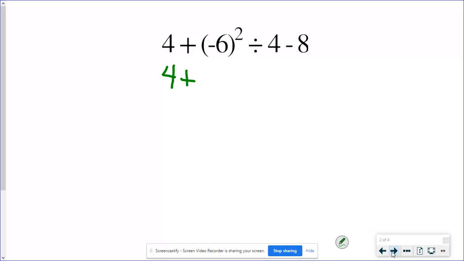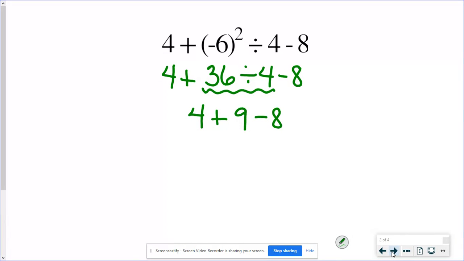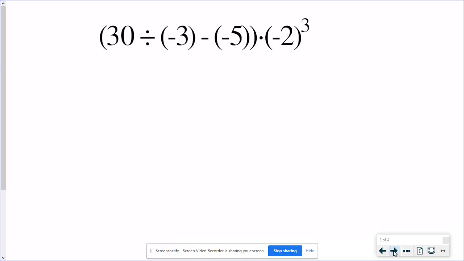And I'm going to suggest that you show some work when you're doing this assignment today. I'm going to have 4 plus -6 squared is going to be a positive 36, right? Because -6 times -6, same signs, that's going to be positive, divided by 4 minus 8. Now, the next thing that we get to is this division right here. So I'll have 4 plus 36 divided by 4 is 9. And 4 plus 9 is 13. 13 minus 8 will give me 5. My arrows are not working today, so I'm sorry about that.